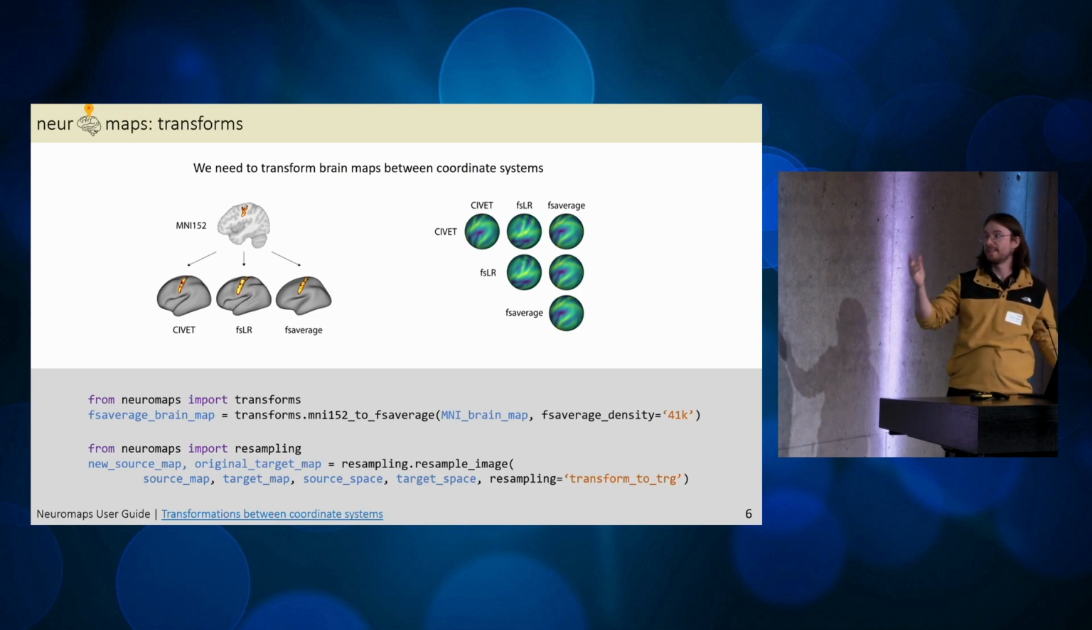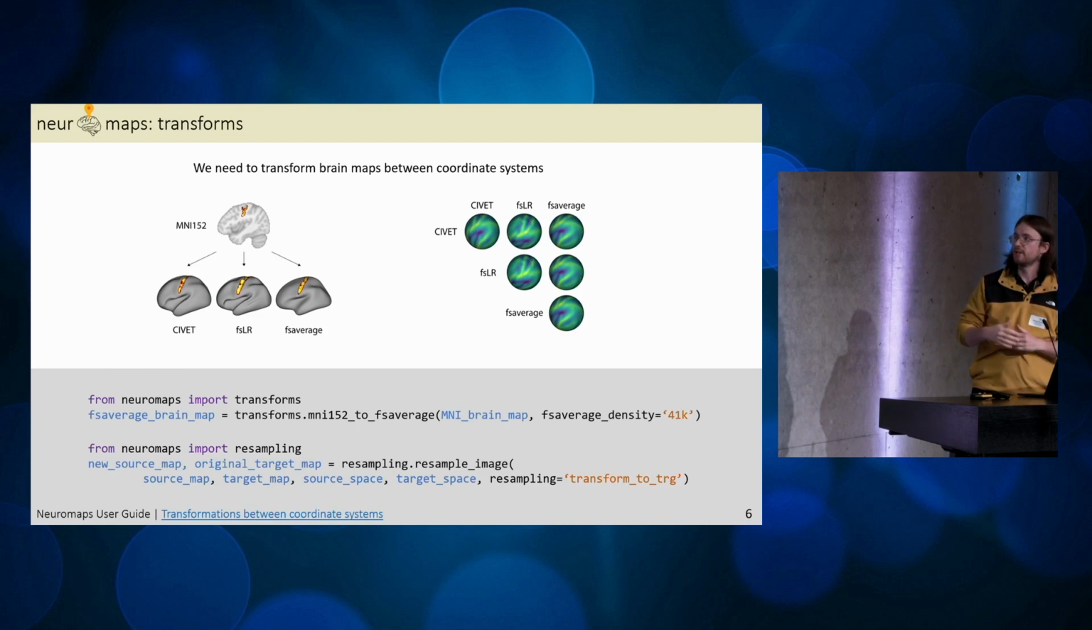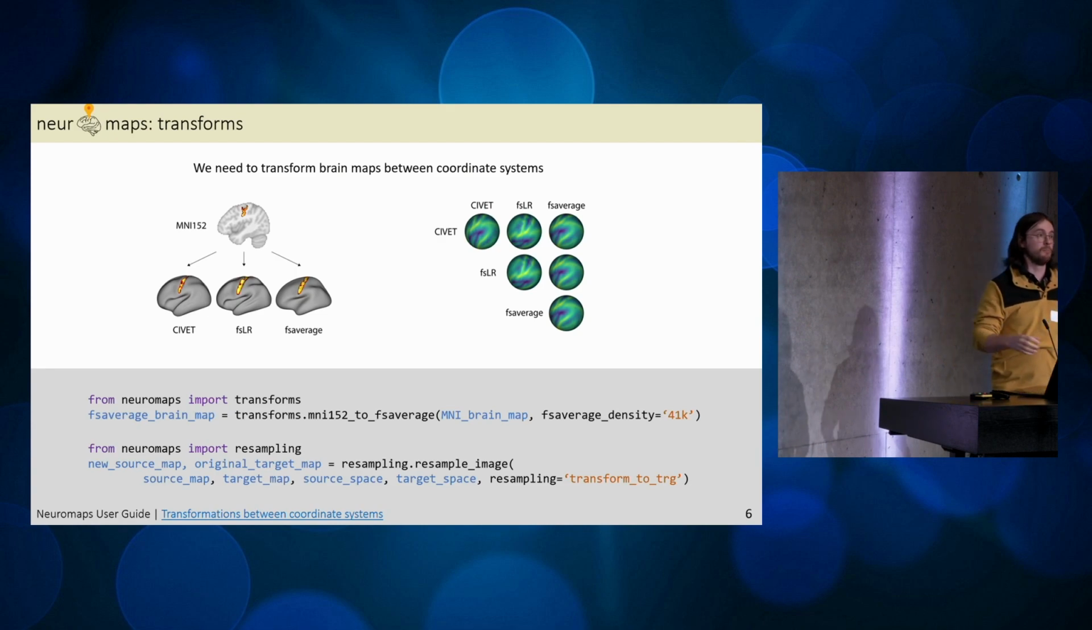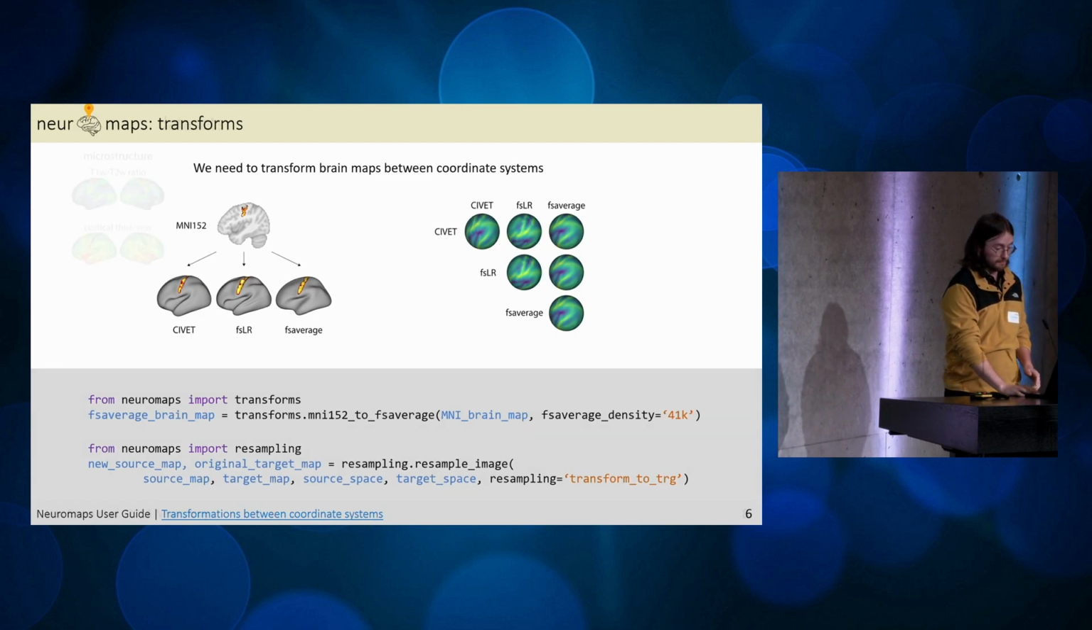You can also use resampling, which is not just linear resampling, it's actually doing the transformation that you want. You specify your source map and your target map, you specify the spaces they're in, and then you just say transform this map to my target. Then you have two brain maps that end up in the exact same space, and you can do some comparison. It's very simple.